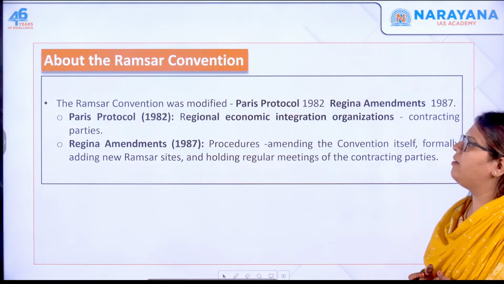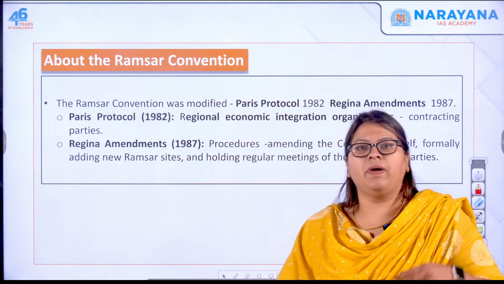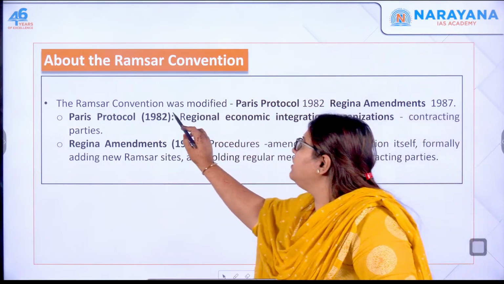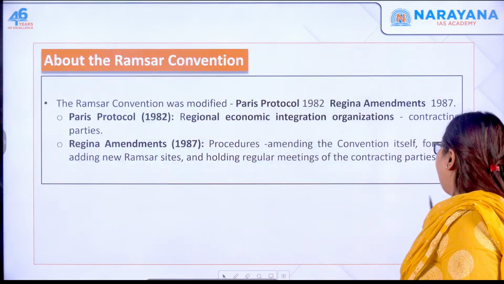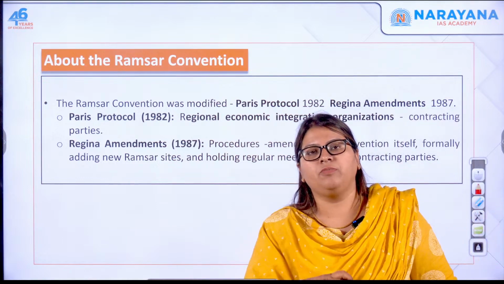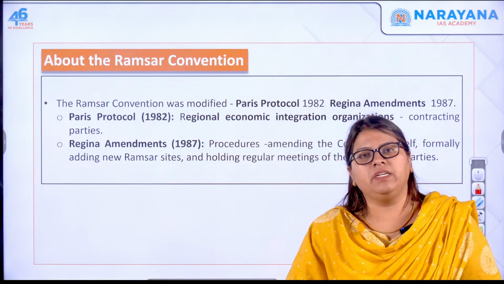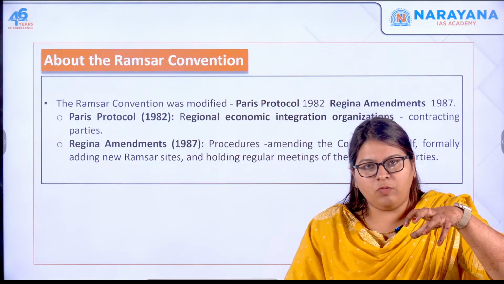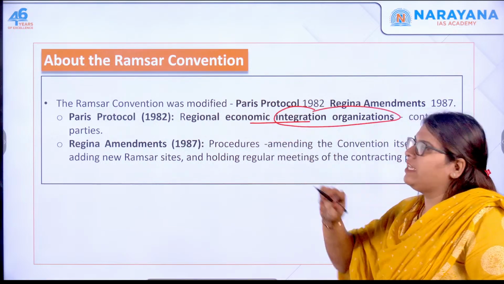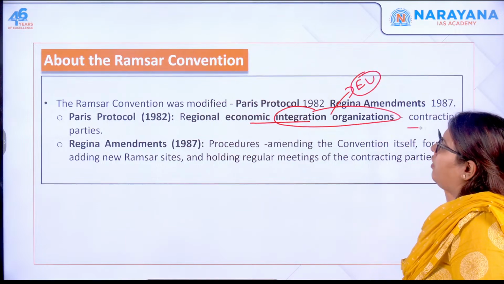So, this is about the Ramsar Convention. Further, the Ramsar Convention was modified by two agreements or protocols. The first one is the Paris Protocol of 1982. In 1982, they said that it is no longer required that only countries should be parties. Even a regional economic integration organization, for example the European Union, can also be a contracting party.